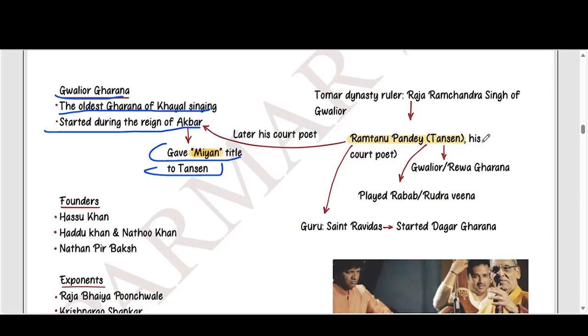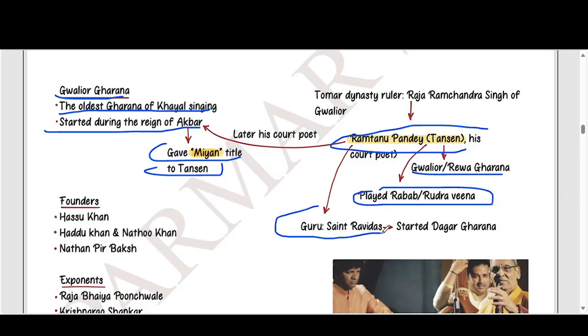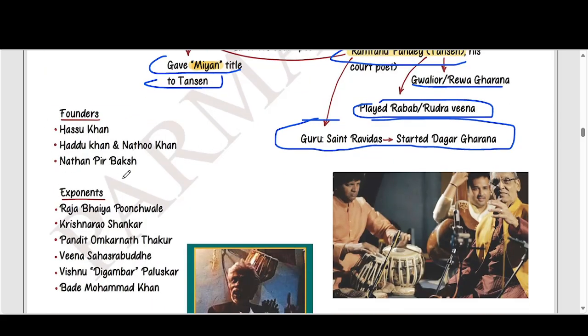Later, in his court, Ratnamano Pandit Tansen in his court at Gwalior played the Rabab and Rudra Veena. Guru Ravidas started Sangh Dargah. The Tomar dynasty ruled, Raja Man Singh of Gwalior.